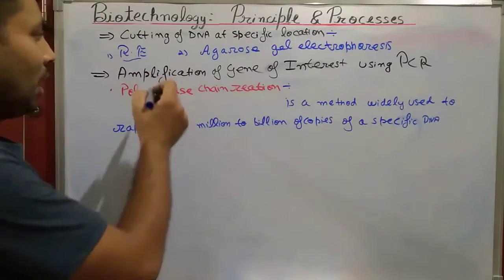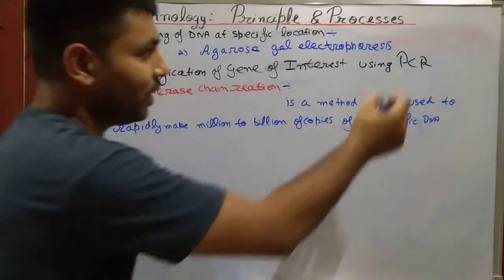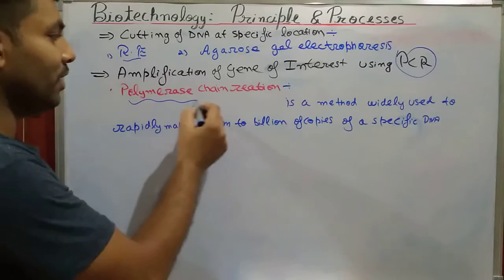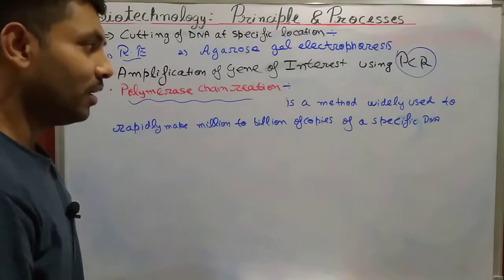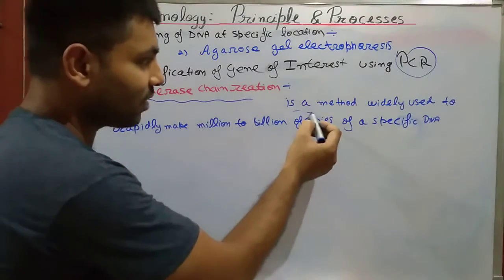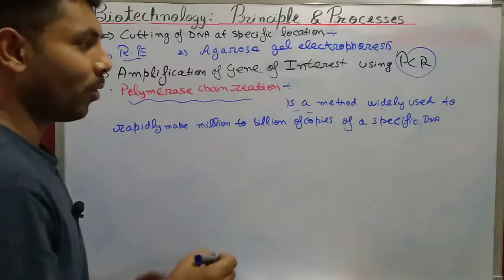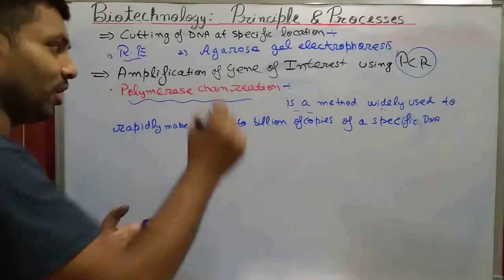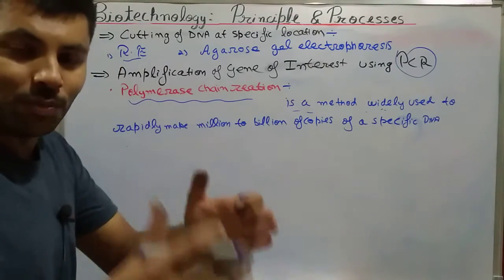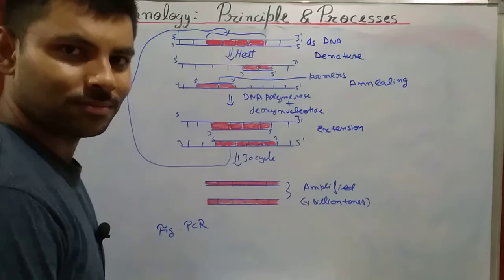Now see, amplification of the gene insert using PCR. What is the meaning of PCR? PCR stands for polymerase chain reaction. By the name it is clear, it is a method widely used to rapidly make millions or billions of copies of a specific DNA. Chain reaction means making a chain, making multiple copies into millions, billions and even tens of trillions. It is now clear.